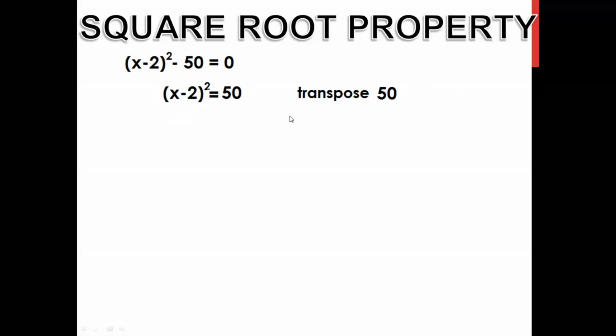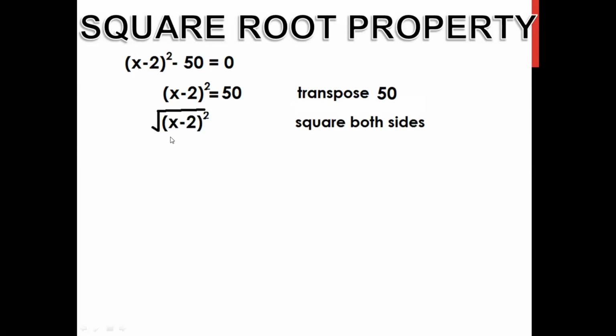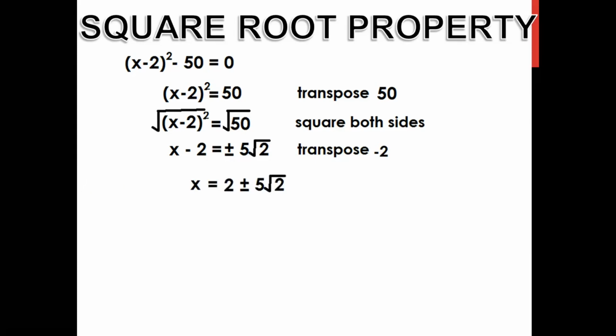So now our equation is in the ax squared is equal to c form. So we can directly take the square root of both sides. The purpose of taking the square root of both sides is to eliminate the square. So we can get x minus 2. Then the answer is x minus 2 is equal to positive or negative 5 square root of 2. Then transpose the negative 2. So we can get x is equal to 2 plus or minus 5 square root of 2.